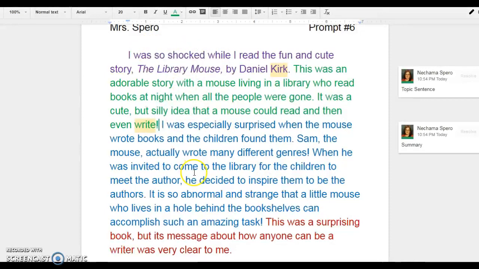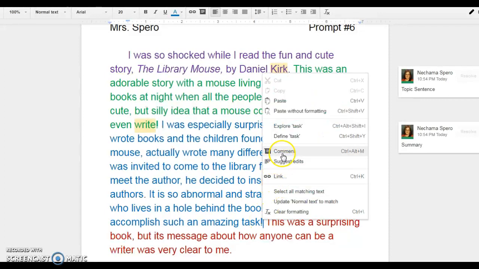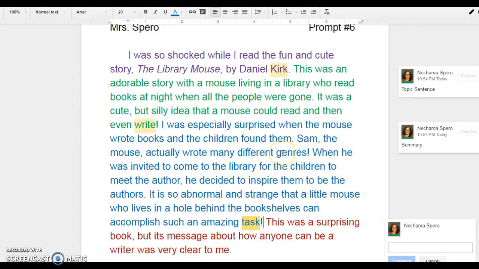I've brought details from the story. My details include actually citing the main character's name, that was Sam. And I gave more details as to what happened, that he was invited to come to meet the author, and instead he decided to motivate the children to become their own authors. So this is the response to the prompt with details.